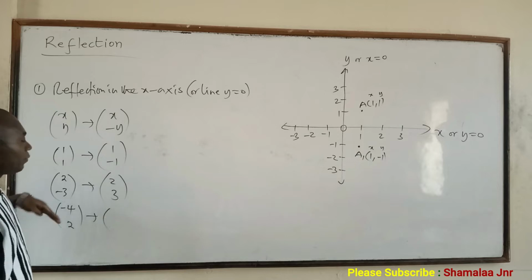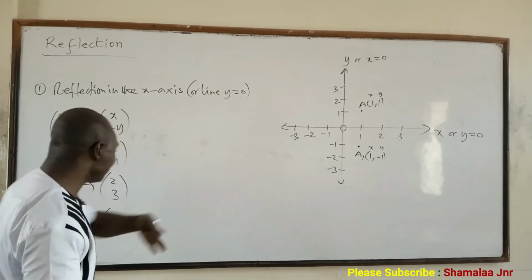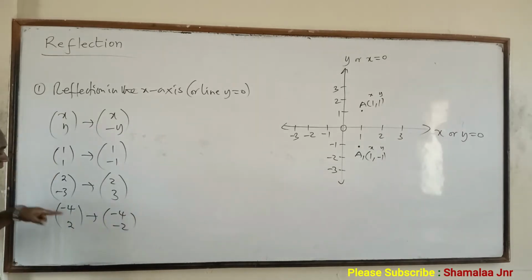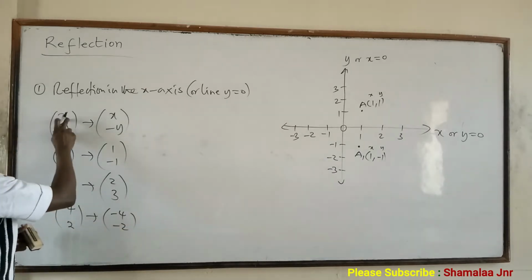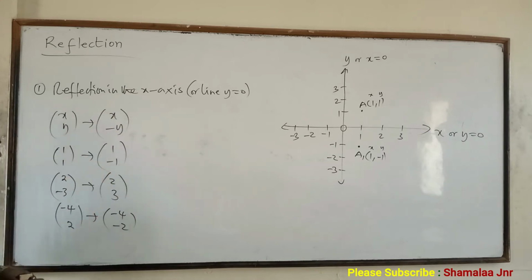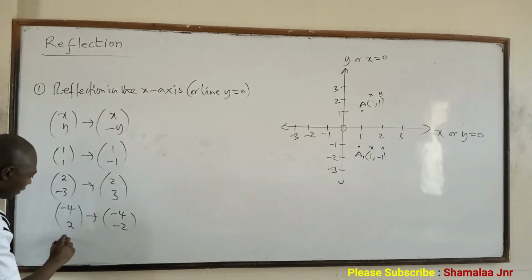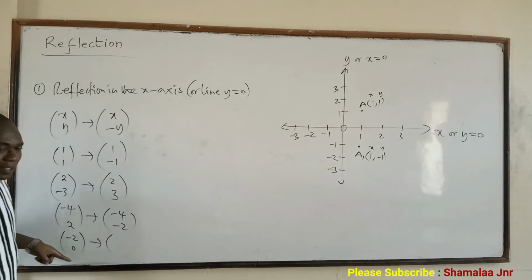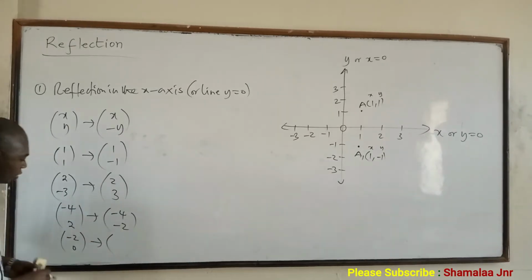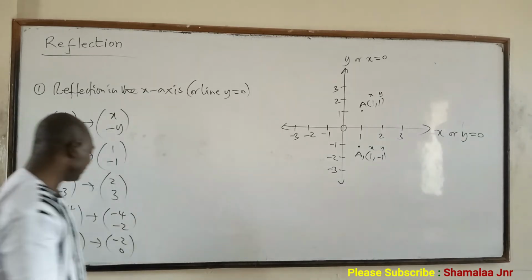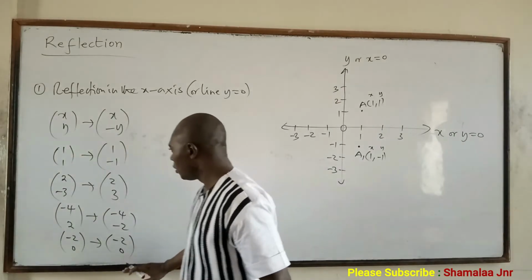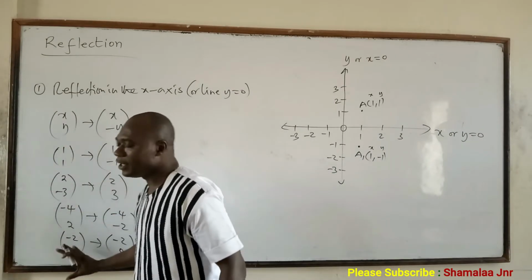If you have a point negative 4, 2, when it is reflected in the x-axis, then you are going to have negative 4, negative 2, because the x coordinate does not change, but the y coordinate changes. Are you seeing? So look at the formula. The x coordinate does not change, but the y coordinate changes. And finally, when you have, say, negative 2, 0, when this is reflected in the x-axis, or line y equal to 0, you are still going to have negative 2, 0. So these will be the images of these points when reflected in the x-axis.